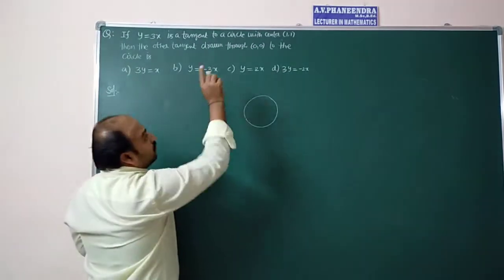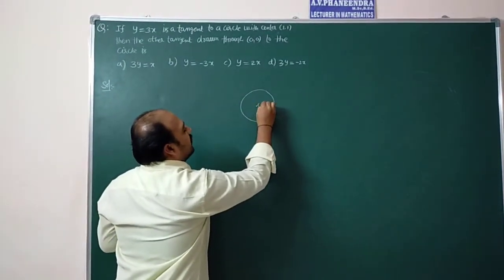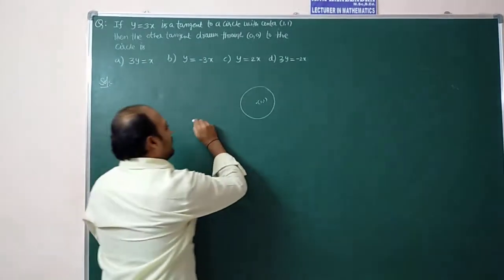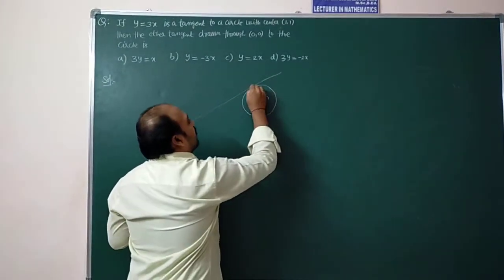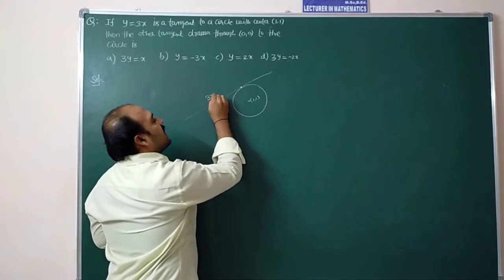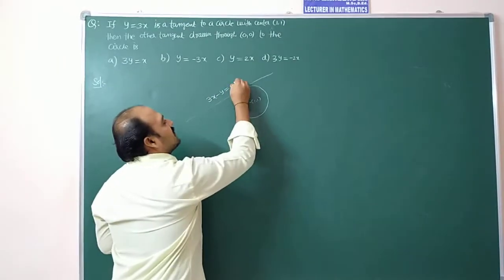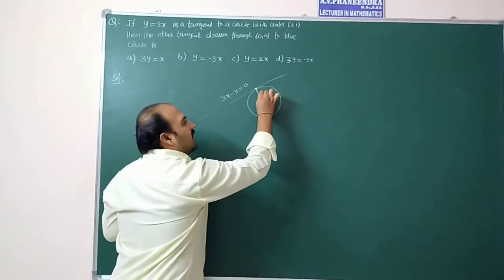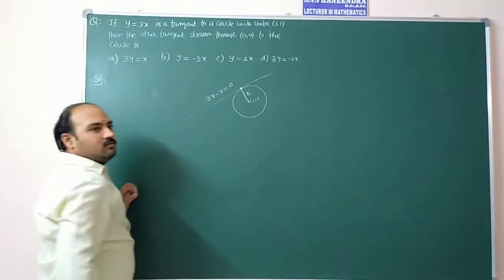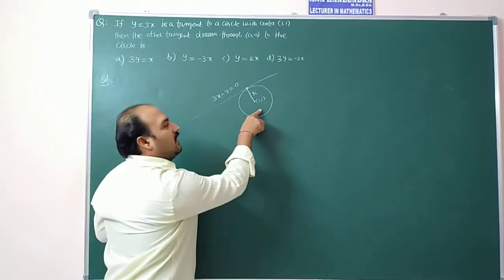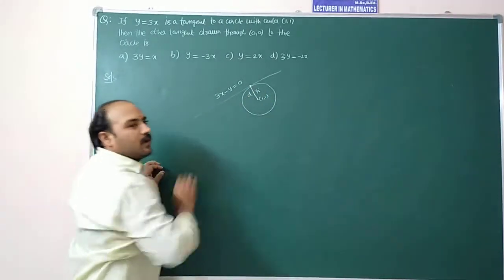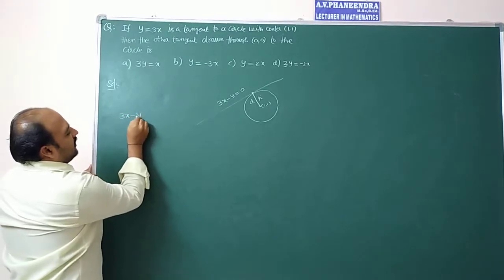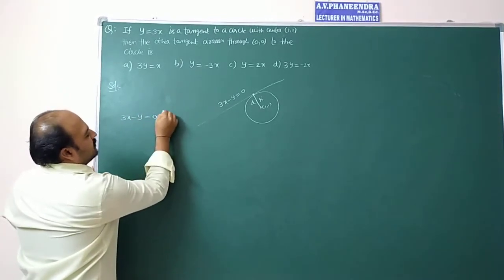The circle is given, whose center is (1, 1), and the line y is equal to 3x. y is equal to 3x means 3x minus y equal to 0. This line is tangent to the circle. With radius we are assuming r. Whenever a line touches the circle, the radius is always equal to the perpendicular distance.